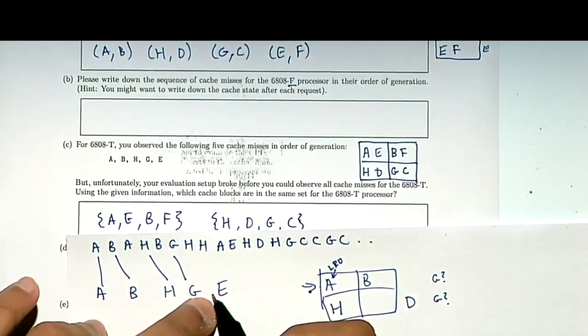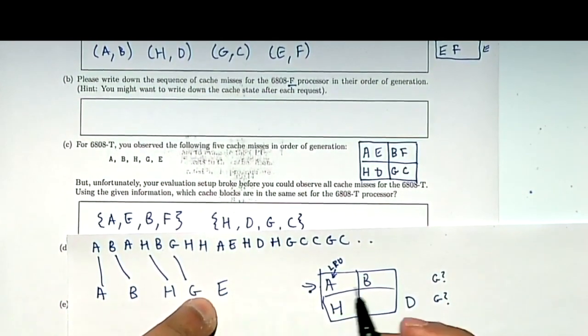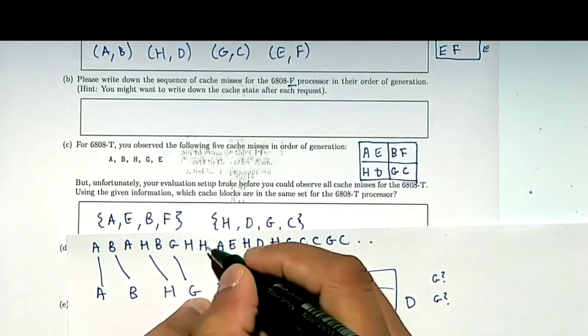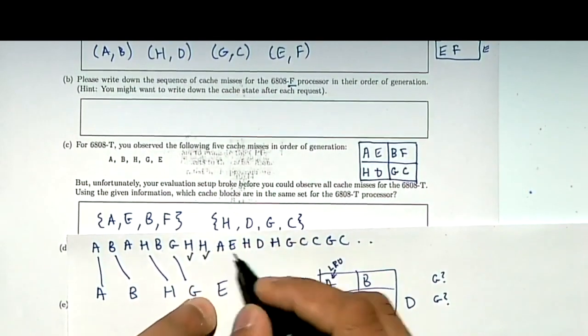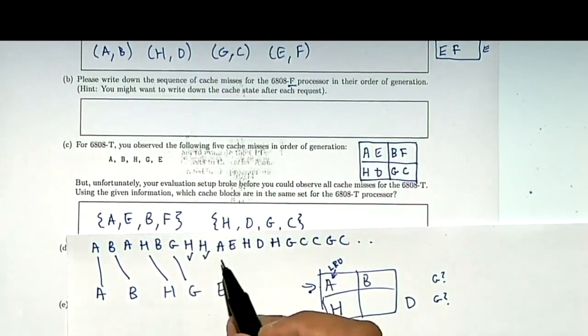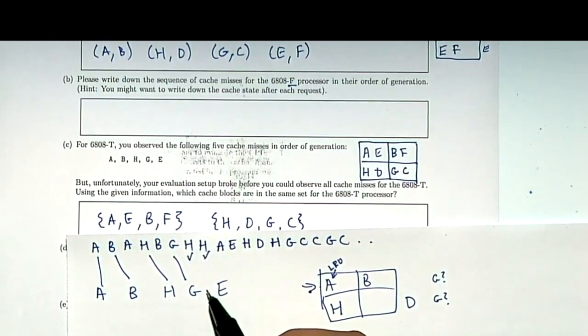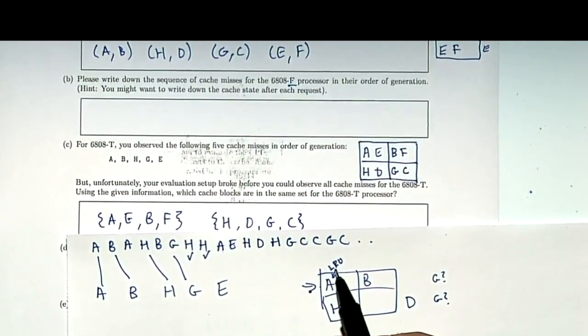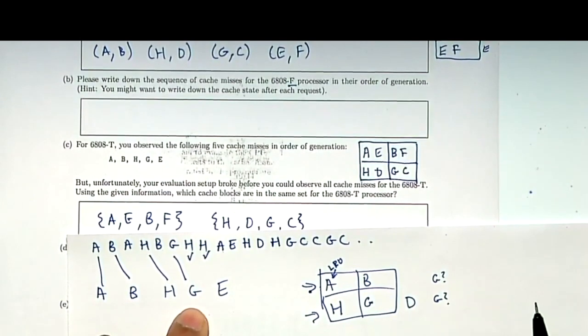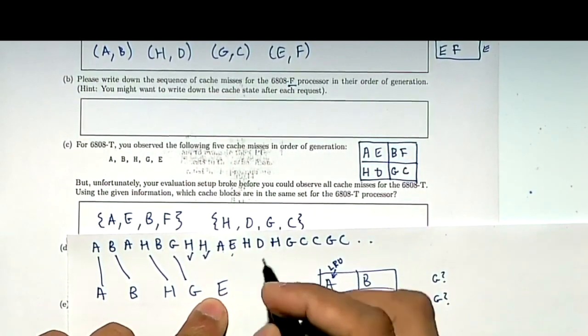And H does not generate an additional miss, right? So H is still in the cache. So H and H are hits. So these two are hits. Then we have A. And A does not generate a miss, right? Because the next miss is E. So we know that A is still in the cache, which means that anything new that had been brought into the other set. So what we've seen now is that G. So we know that G has to be here, because otherwise it would have evicted A. And then the next miss we see is E.